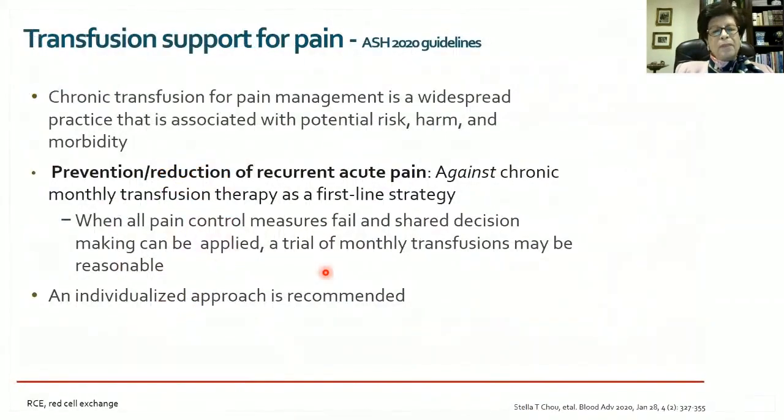What about transfusion support? In the ASH 2020 guidelines, for prevention and reduction of recurrent acute pain, the recommendation is not to use chronic monthly transfusion as first-line therapy, except when all pain control measures fail and shared decision-making can be applied. A trial of monthly transfusion can then be reasonable. Again, an individualized approach is important. I'd like to highlight and stress that chronic transfusion for pain management is a widespread practice that should not be used, and is associated with potential risk, harm, and morbidity.